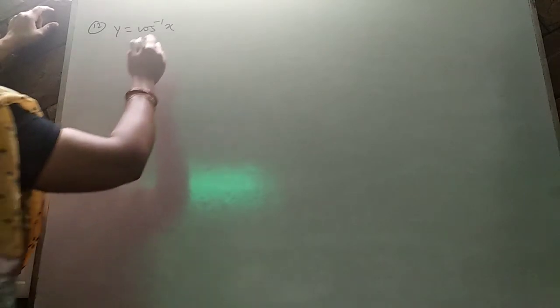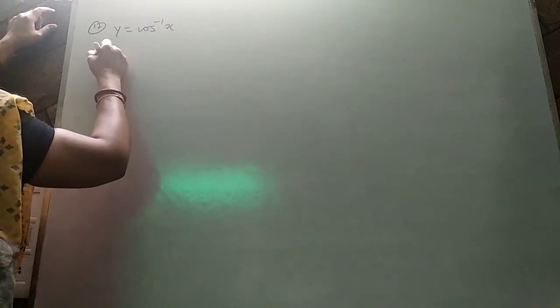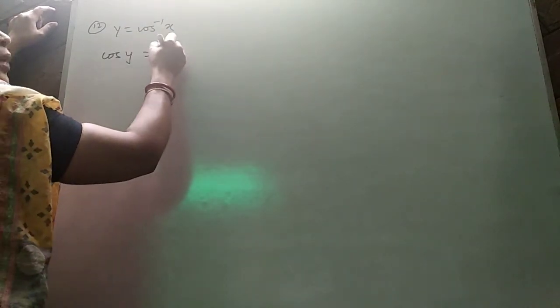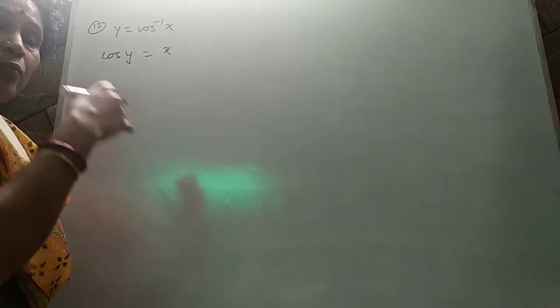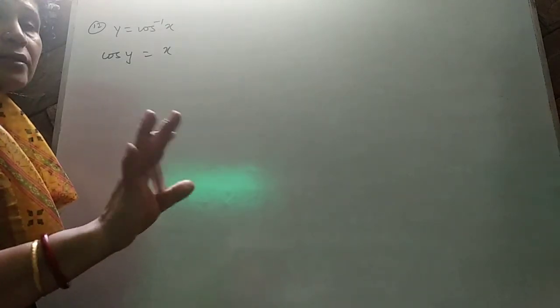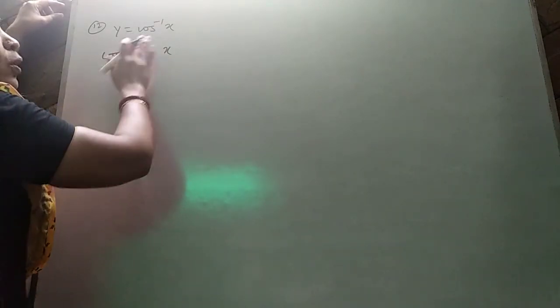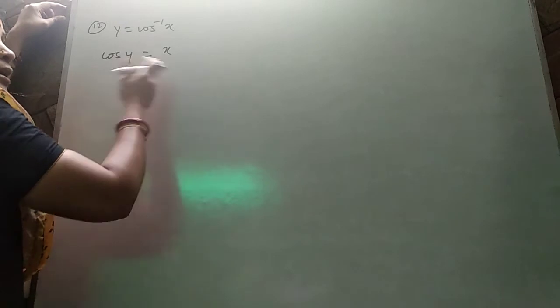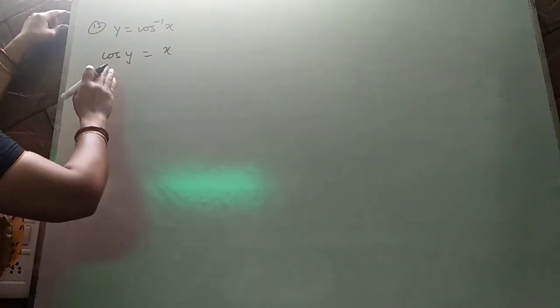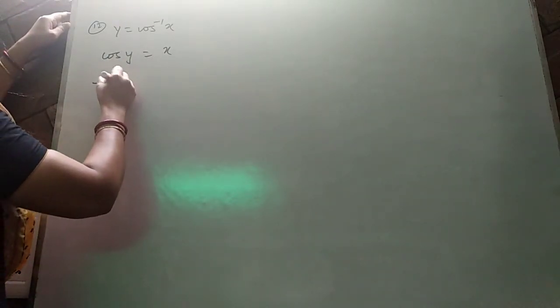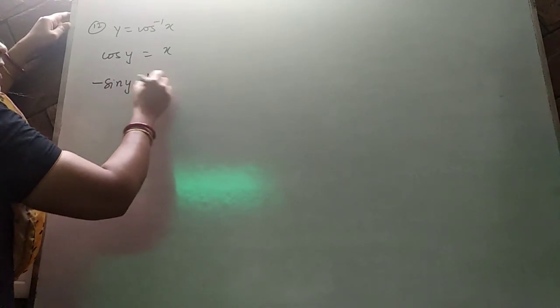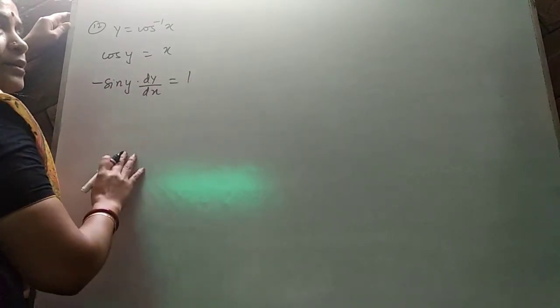So what I'm doing here, beta, is taking cos inverse to this side. So cos y equal to x. That means x in terms of y alone, so the second derivative will have only y terms, not x terms. That's why I brought this cos inverse to this side. Now you differentiate. Usual differentiation: cos y differentiation is minus sin y into dy by dx equal to 1.